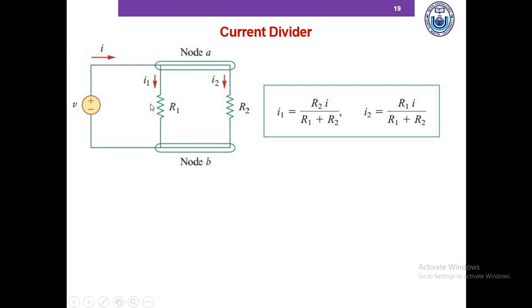Which means when we're talking about the branch of R1, the current in this branch depends on the resistor of the other branch divided by the resistance of the other branch plus the resistor of the current branch, times the overall current, and the exact same thing for this one. So you can compare the equations of voltage divider and current divider by contrast: for voltage divider the voltage across the resistor depends on its own resistor value, which is why in the numerator you have the same resistor, but for current divider you have the other resistor divided by the other resistor plus this resistor, times the overall current.